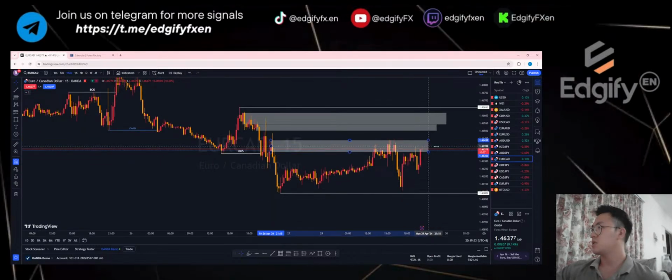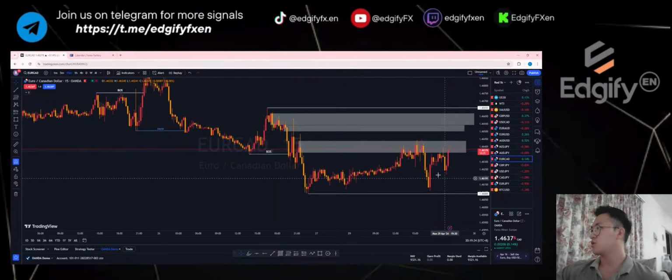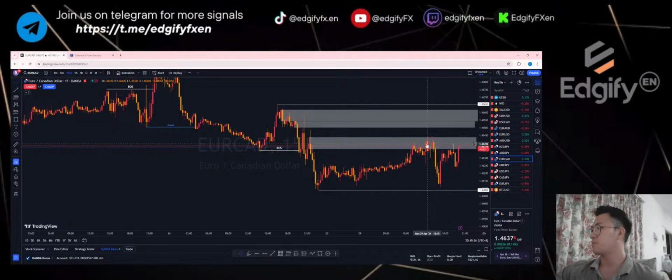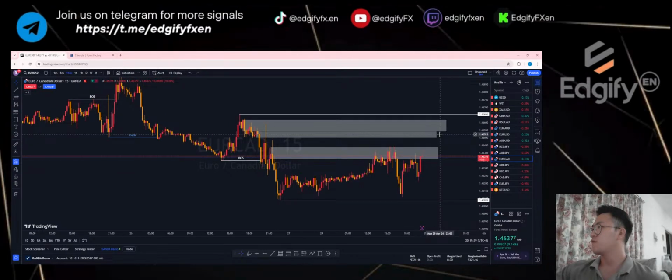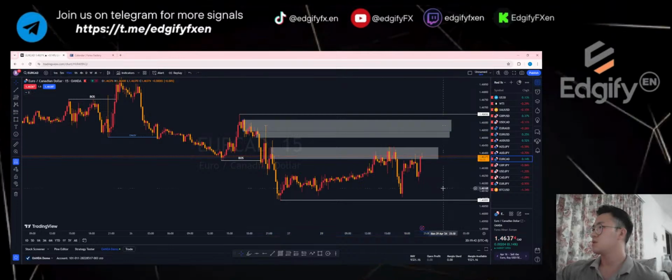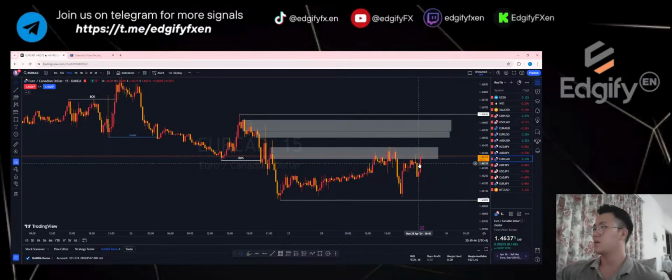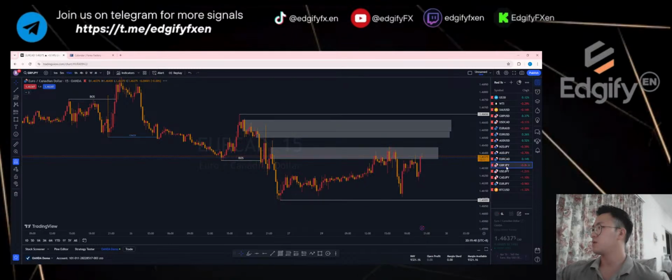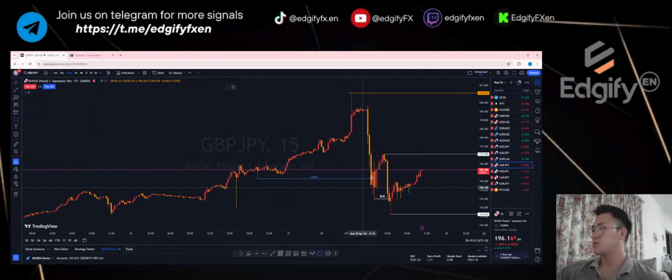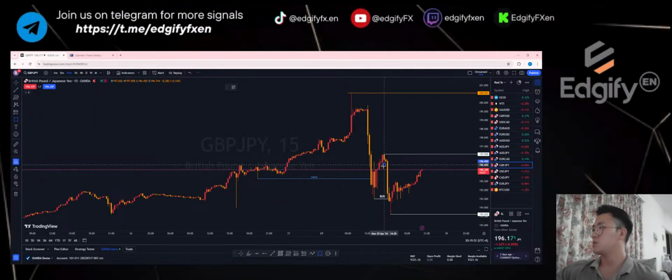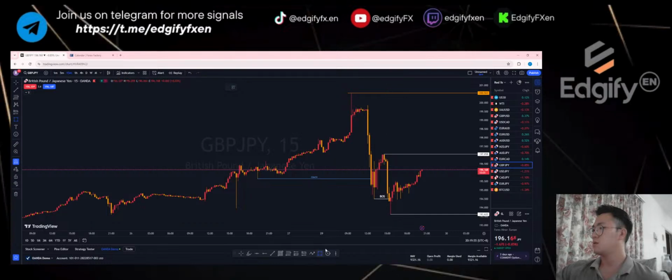Euro CAD, I won't be hopping in because this tap in here has already happened. I will be looking for these two zones on the upper ones here, which I will look at more. So I'm just going to avoid this zone, but I will keep an eye on how Euro CAD is going to perform. GBP JPY is the same as well, as it's a JPY pair.